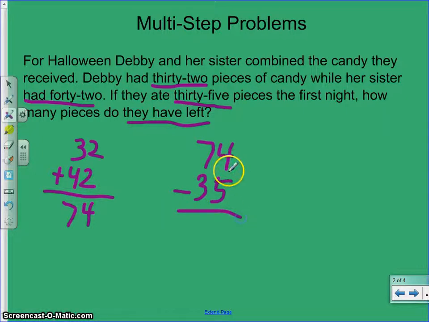Okay? Oh, I can't subtract 5 from 4 because 4 is smaller than 5, so I need to regroup. Cross out my 7, and I borrow 1. That becomes a 6. I add 10 over here, so that's going to give me 14 ones now. 14 minus 5 equals 9. 6 tens minus 3 tens gives me 3 tens. And there they go. So they have 39 pieces of candy left.